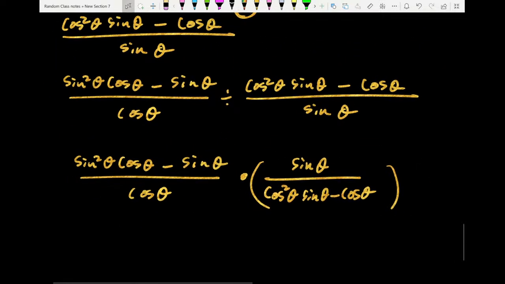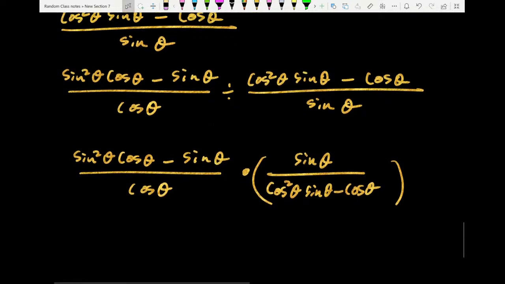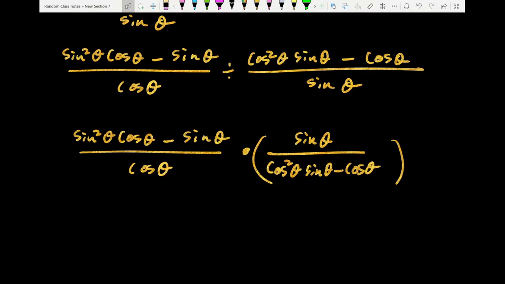Okay, I'll wait a bit for you guys to copy all this down. Then you could simplify it. You could take certain things out and then it will divide itself.